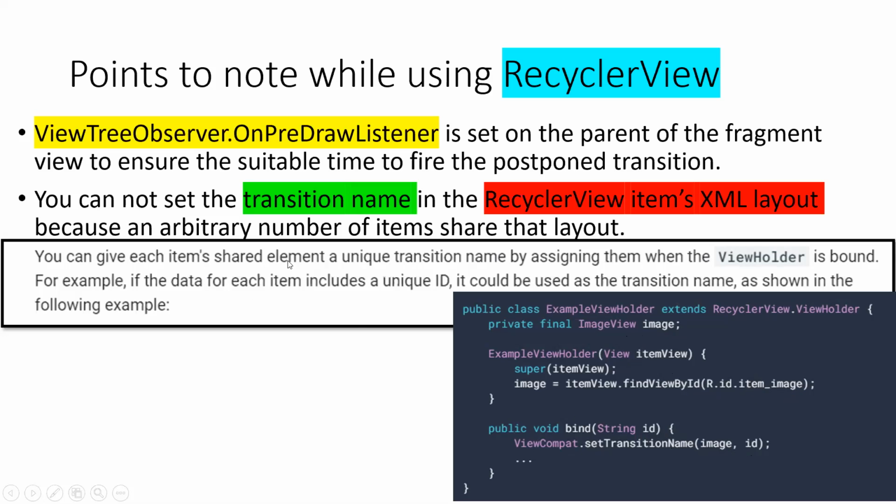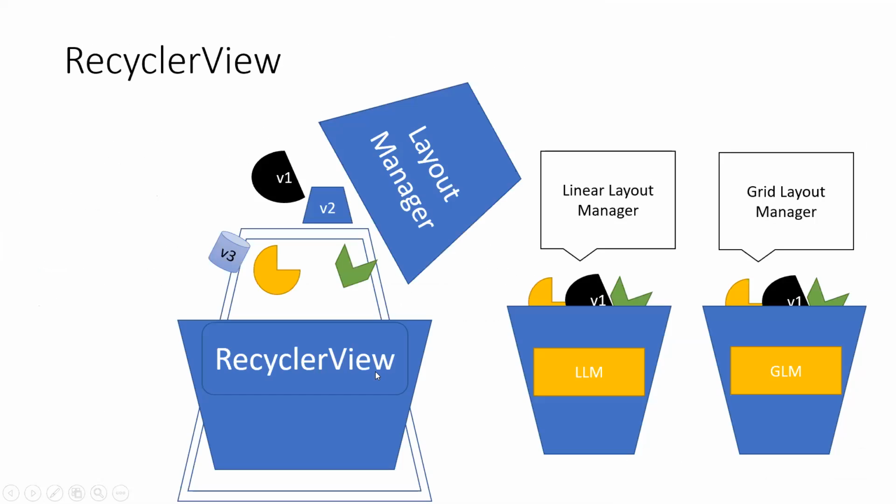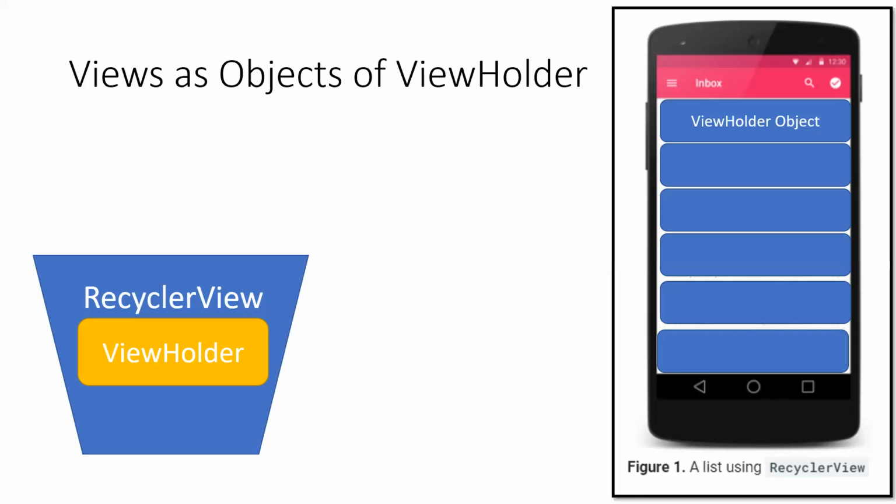So you can give each item shared element a unique transition name by assigning them when a view holder is bound. You can just imagine a view holder as an entity. Let's imagine that this is an application, which is Gmail or any email application. So this is a placeholder for an email entry.